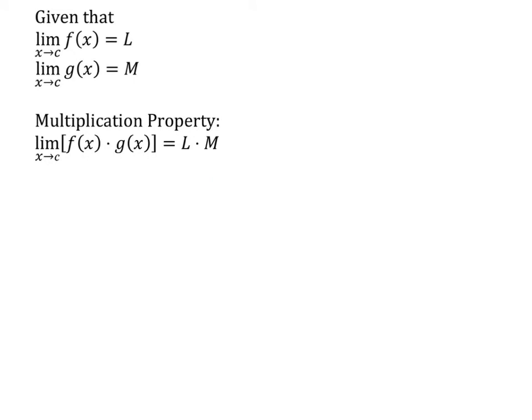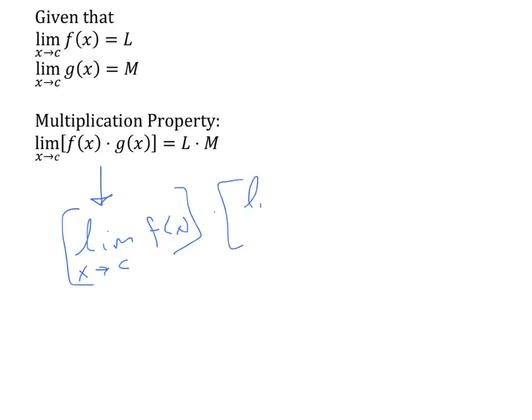The next one is the multiplication property. Very similar. If you have 2 functions being multiplied together, you can simply take their individual limits and multiply the limits together. It means you can do the limit as x approaches c of f of x times the limit as x approaches c of g of x. In our case, I know this one is L and I know this one is M, but it might also be that you had some expression that was kind of crazy and you wanted to break it into 2 pieces so it was easier for you to deal with.